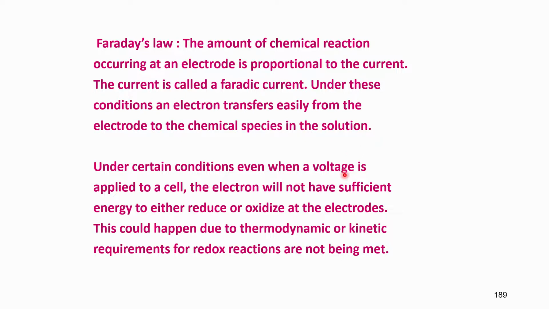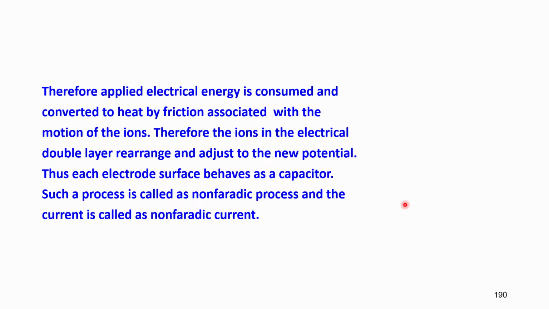Under certain conditions, even when a voltage is applied to a cell, the electron will not have sufficient energy to react at the electrode, either reduction or oxidation. This could happen due to thermodynamic reasons or kinetic requirements not being met. Therefore, the applied electrical energy is consumed and converted to heat by friction associated with the motion of the ions, and the electrical double layer rearranges and adjusts to the new potential. So, each electrode surface behaves as a capacitor.